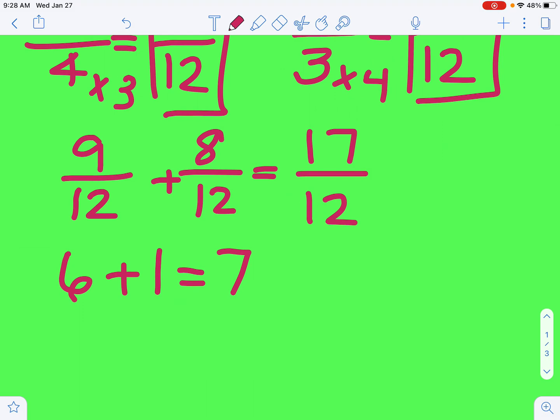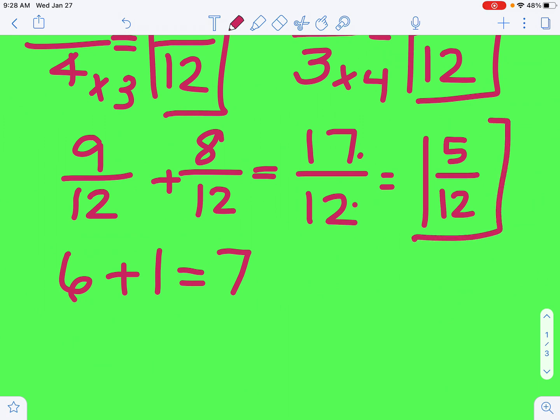Alright, and then if we notice, our 17 over 12, we can simplify that. We can make that a mixed number. So to do that, how many 12s fit inside 17? Right, one whole one. 17 minus 12 gives us 5 left over, and our denominator stays a 12.